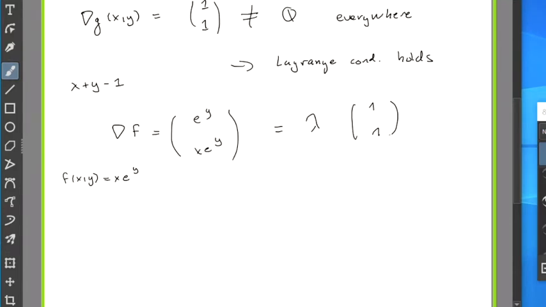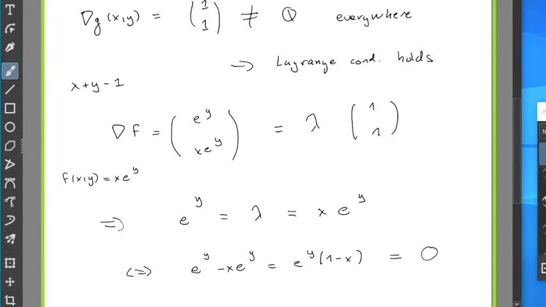And this can only be true when e to the y is equal to lambda is equal to x times e to the y. This is exactly the case when e to the y minus x times e to the y, so e to the y times (1 minus x), is equal to 0. This is only true when x is equal to 1. e to the y cannot be 0. So that means that in the point where the maximum will occur, the x coordinate must be equal to 1.